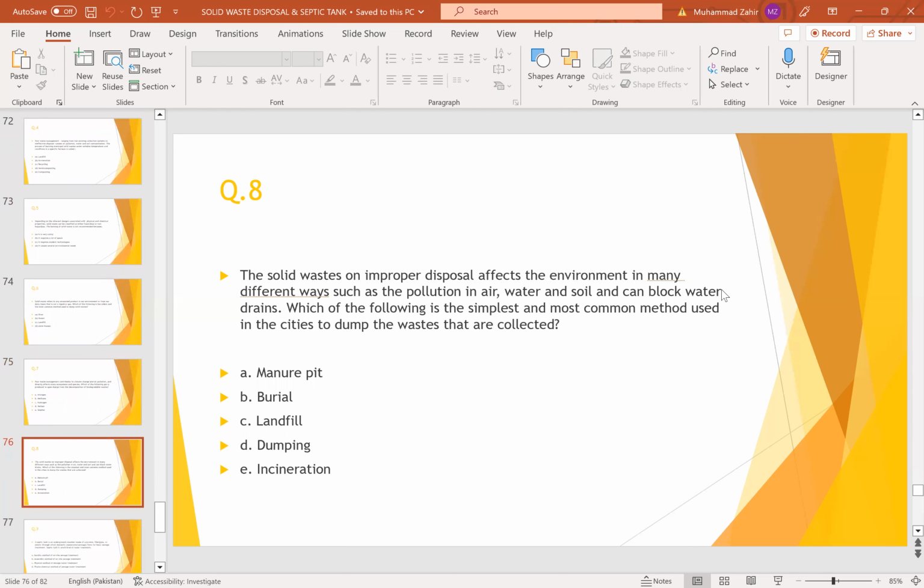The solid waste on improper disposal affects the environment in many different ways, such as pollution in air, water, and soil, and can block water drains. Which of the following is the simplest and most common method used in cities to dump the waste that is collected? Manure pits, burial, landfill, dumping, or incineration? C. Yes, correct.